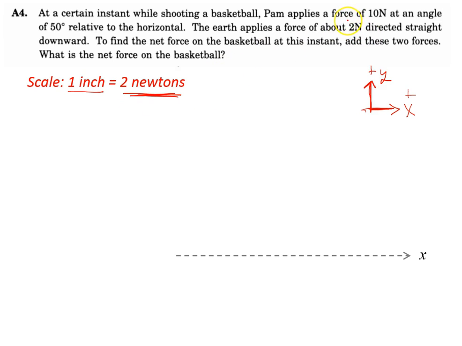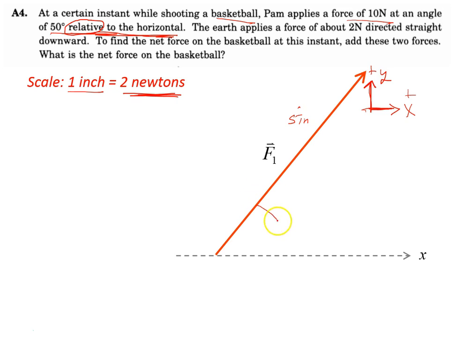So Pam is going to exert a force of 10 newtons at an angle of 50 degrees relative to the horizontal. I know she's playing basketball, so I'm going to assume that means above the horizontal. So there's her push. It's 10 newtons, so this should be 5 inches. And how do I get this right angle? I'm going to take out a protractor and measure 50 degrees. Now we're ready to take the second force and add it, putting its tail to the tip of this one.